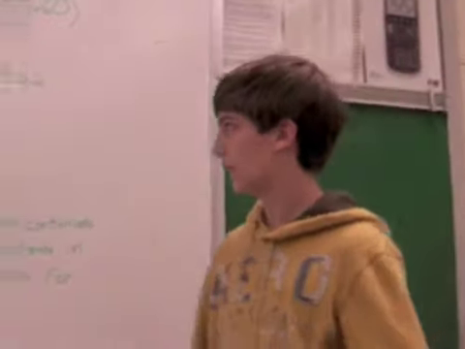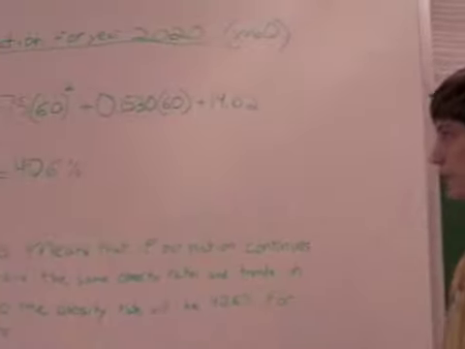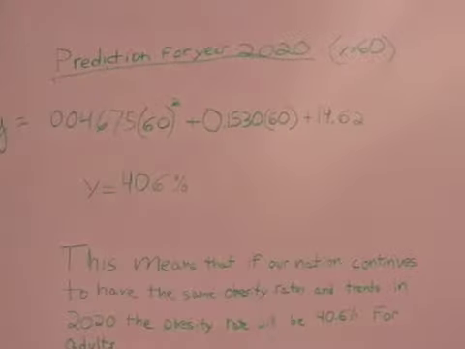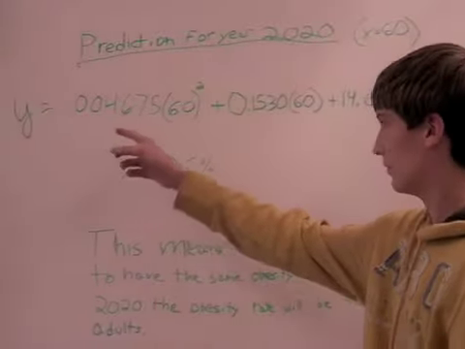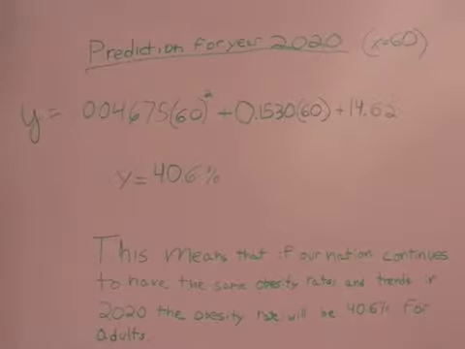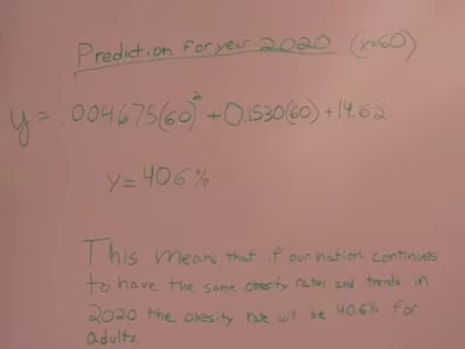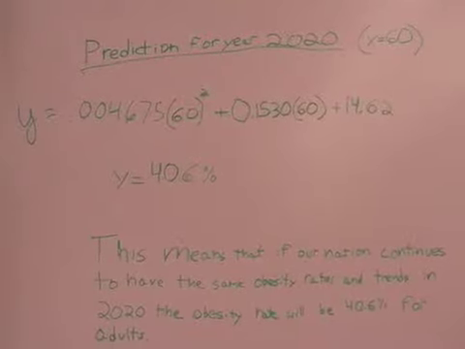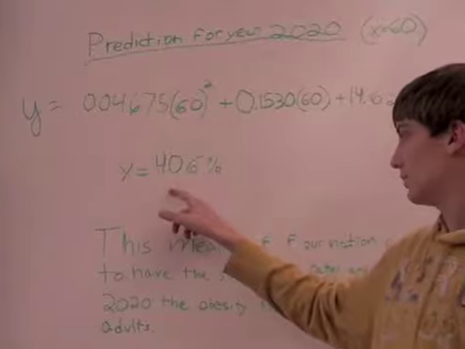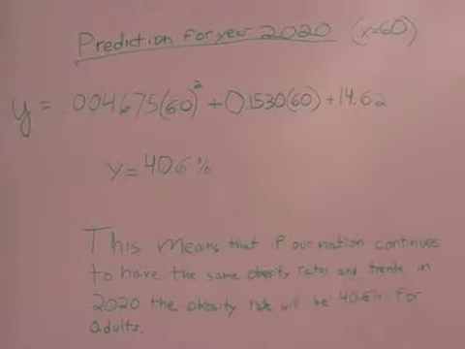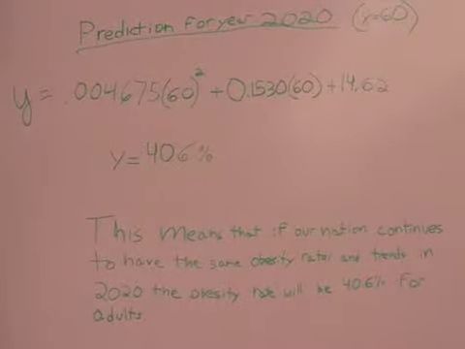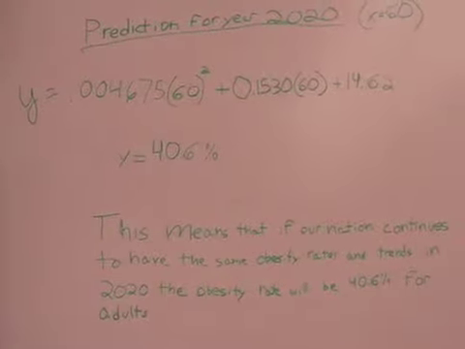So now that we have everything graphed, we decided that we'd make a prediction and see what the average percentage of obese people would be in 2020. We took our equation from before and we plugged in x equals 60. We chose x equals 60 because our data first started with the year 1960 and 2020 is 60 years after that. We plugged it into the original equation and ended up getting y equals 40.6. This means that if our nation continues to have the same obesity rates and trends in 2020, the obesity rate will be 40.6% for adults.